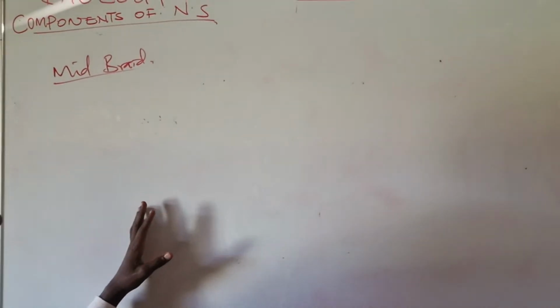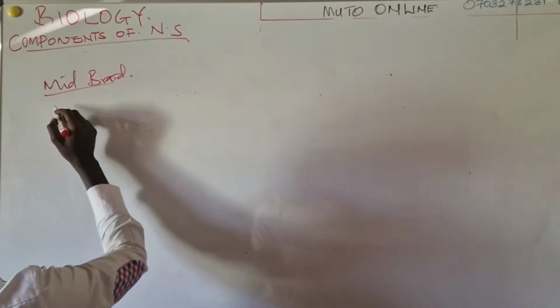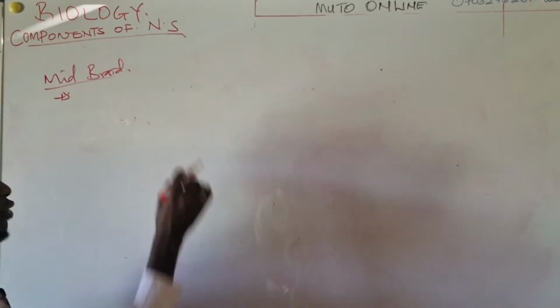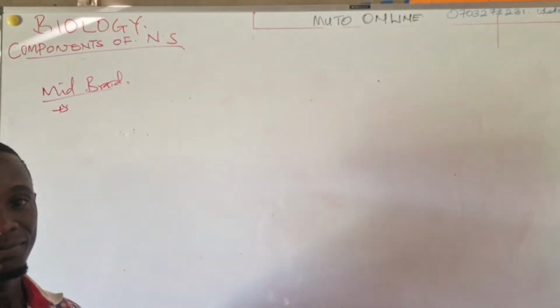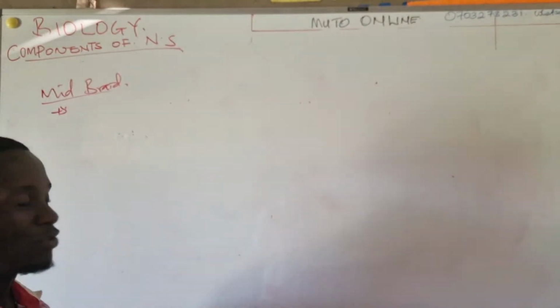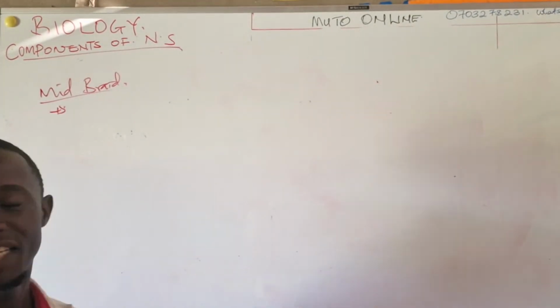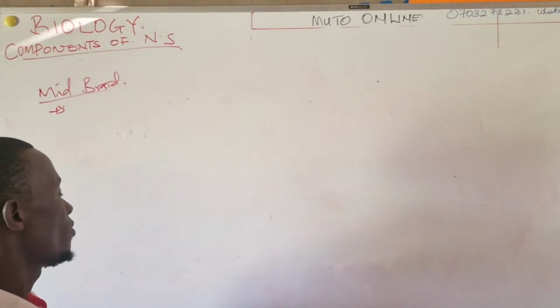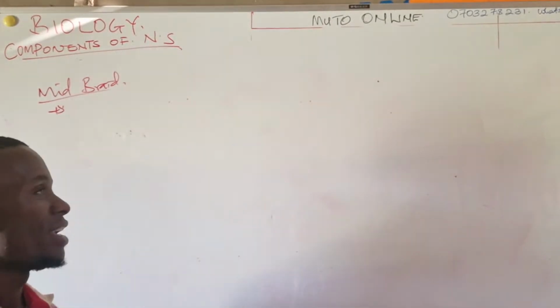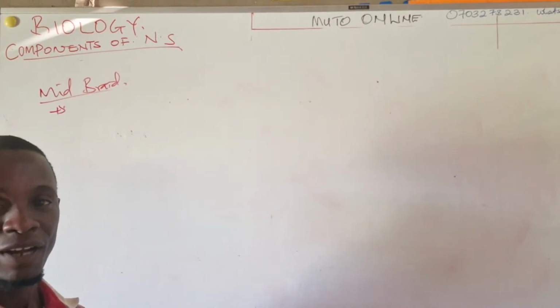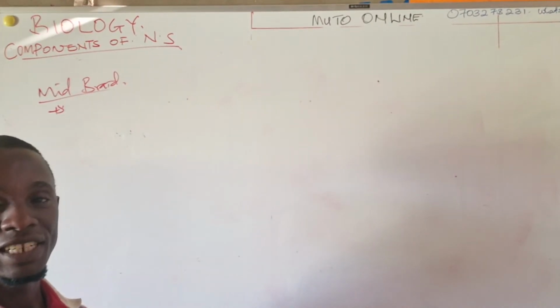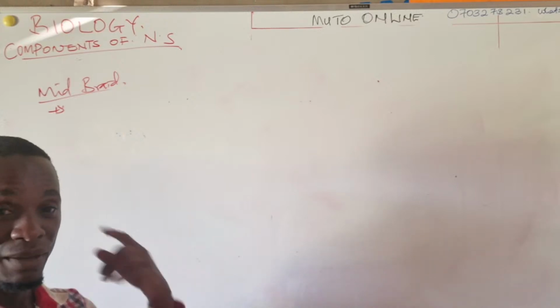The midbrain is this part of the brain that controls and coordinates the movements of the body, of the head specifically and the trunk. These movements, when I happen to rotate the head like this, are coordinated by the midbrain. Any movement of any part of the trunk is coordinated by the midbrain.